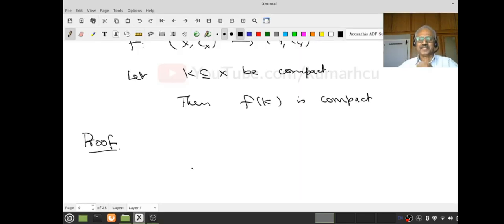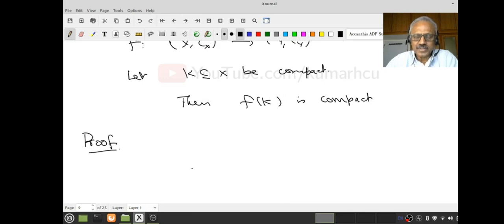Yeah, so f(K) is a subset of Y. I want to prove it's compact. So what should I do? I have to start with an open cover of f(K), and from that I should find a finite subcover. Now remember, f(K) is a subset of Y. What kind of open covers should I look for? There are type 1 and type 2 open covers.